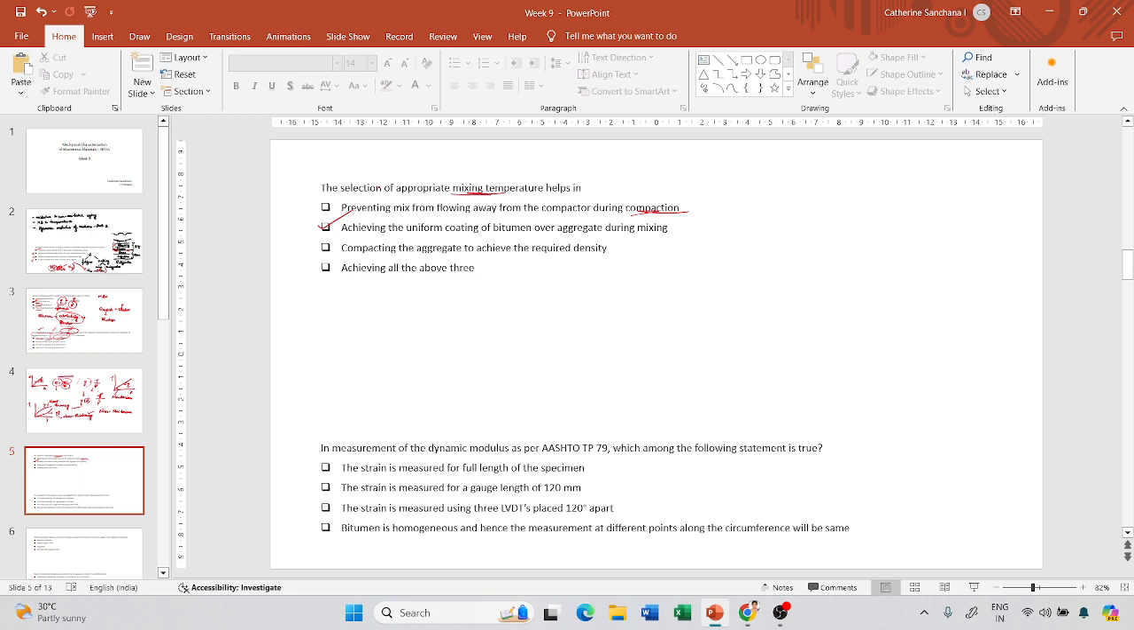Now the next option, compacting the aggregate to achieve the required density. Here also this corresponds to compaction and not the mixing. So it has nothing to do with the mixing temperature, though compaction does help you to achieve the required density. For that only we use the compaction temperature and not the mixing temperature. So the answer to this is achieving the uniform coating. Moving on to the next question.